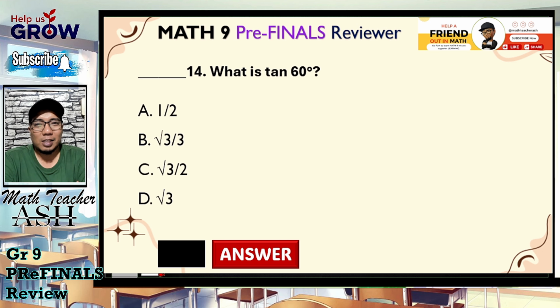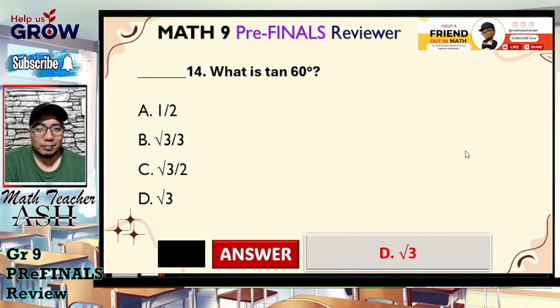So if that is the case, my dear math learners, you just simplify square root of 3 over square root of 1, and that is square root of 3 over 1, which is just the same as square root of 3. Letter D. Let's check whether we are correct. Alright, easy, right? So I hope you got that one.